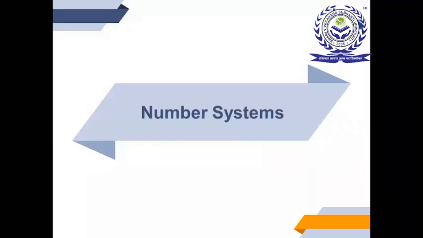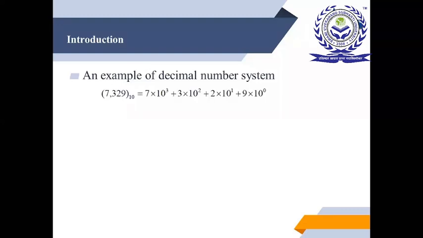Now let's start with the number system. What the number system is. From the starting of your school age, you are well aware of the decimal number system. We have 10 numbers, 0 to 9. Let us take an example of the decimal number system: a number 7329.